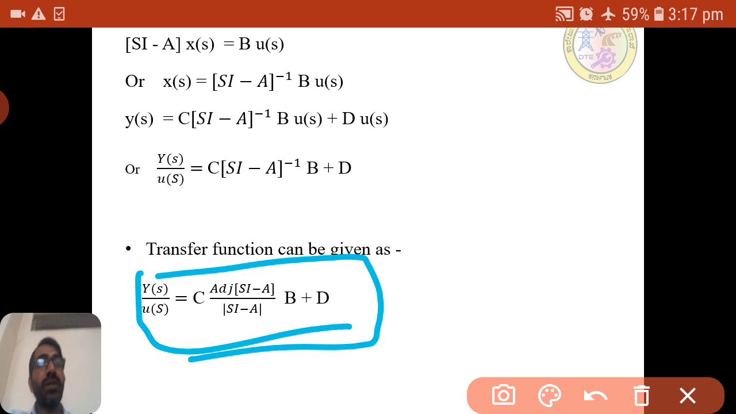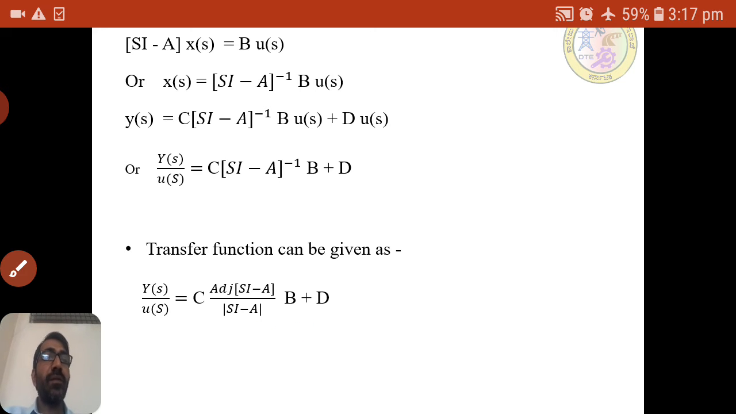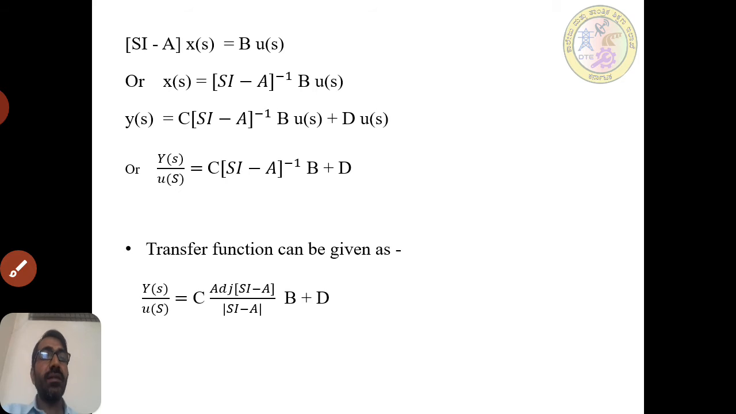To get the transfer function, we need to find the same phi of s that we calculated in the previous session, that is adjoint of (sI minus A) divided by determinant of (sI minus A), with the C term, and here the B term, plus the D term. If you calculate these things, you will get the transfer function.